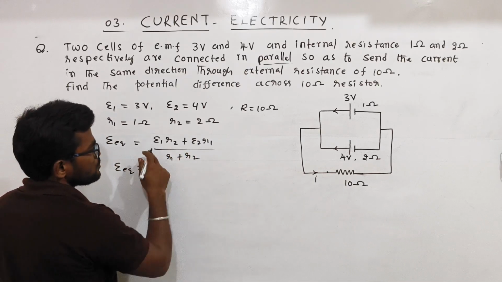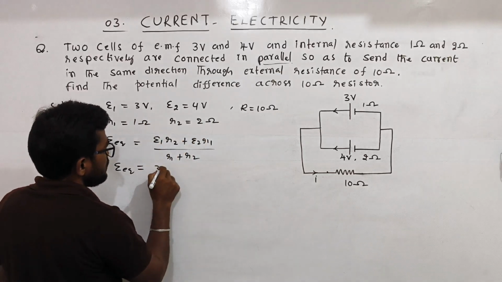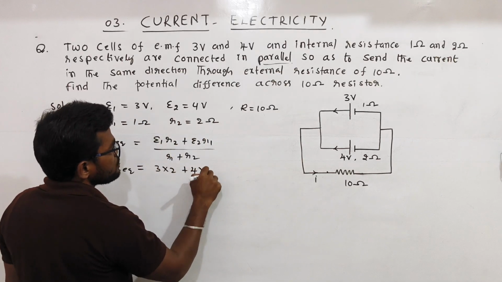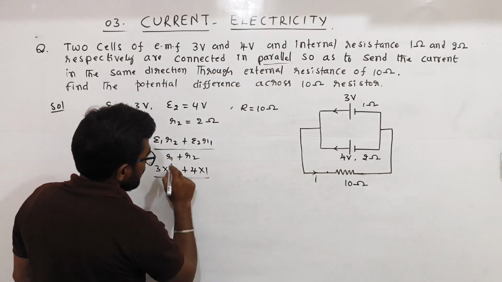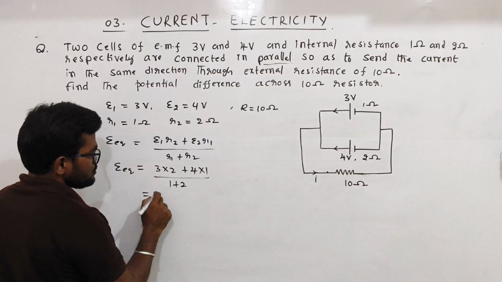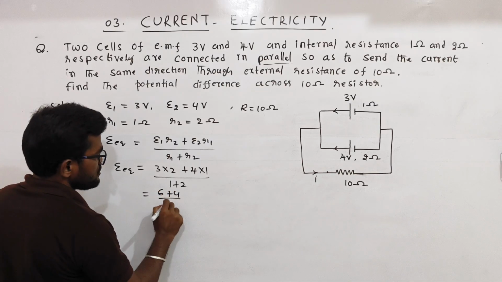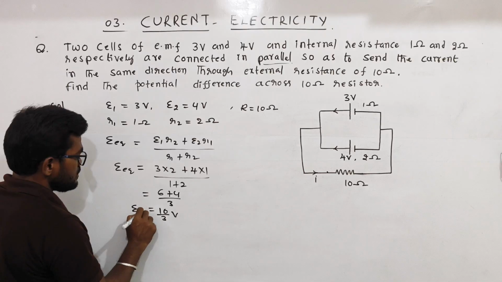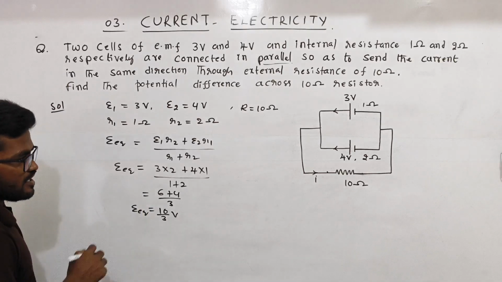E equivalent is equal to E1 value 3 and R2 value 2 plus E2 value 4 and R1 value 1 divided by R1 plus R2, 1 plus 2. This gives 2 into 3 is 6, 6 plus 4 divided by 3, that is equal to 10 by 3 volt equivalent EMF. Then current in the circuit.